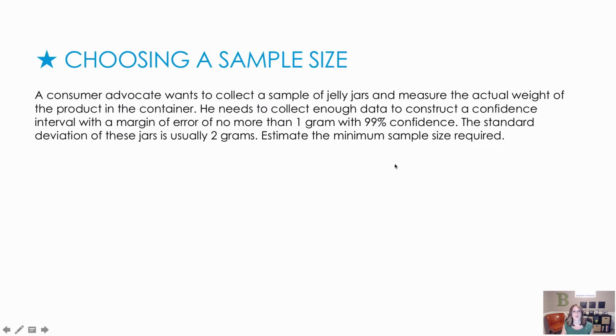Here's a similar question for you to try. So press pause, try this question, then press play to check your work. What I have here is jelly jars, and I'm going to measure the actual weight of the product in the container. We need to collect enough data, which means finding the sample size, to construct a confidence interval with a margin of error of no more than 1 gram. So less than or equal to 1 gram is our margin of error, with 99% confidence, and then they tell me the standard deviation.